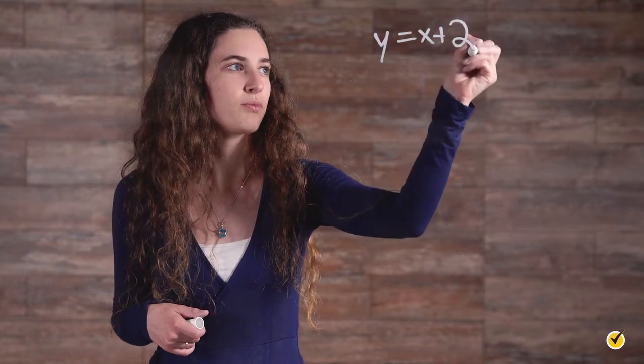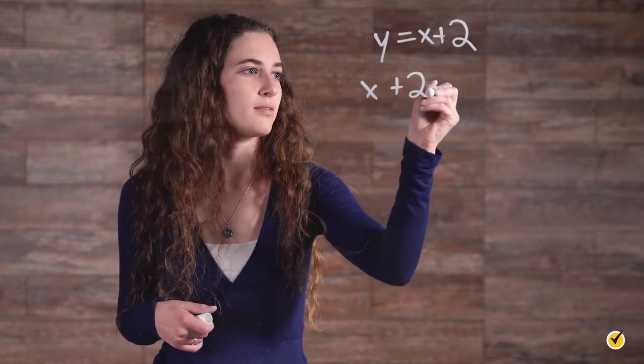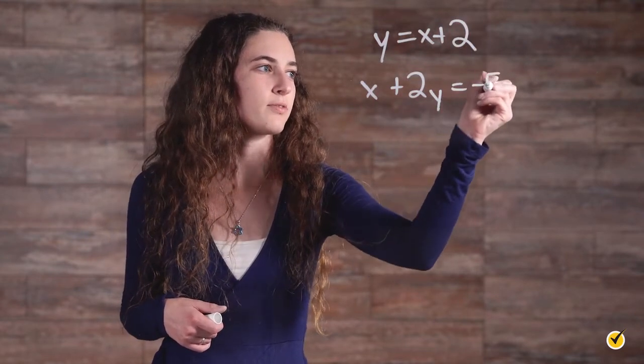The substitution method is typically used when one of the equations in the system is already solved for one of the variables. When this is the case, you can substitute the expression that the variable is equal to into the other equation. For example, y equals x plus 2, and x plus 2y equals negative 5.